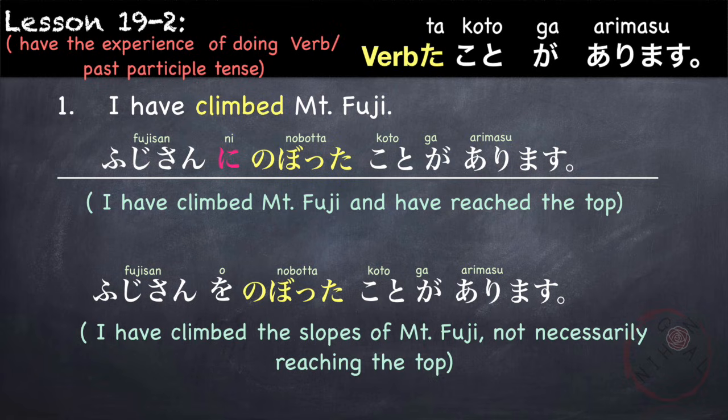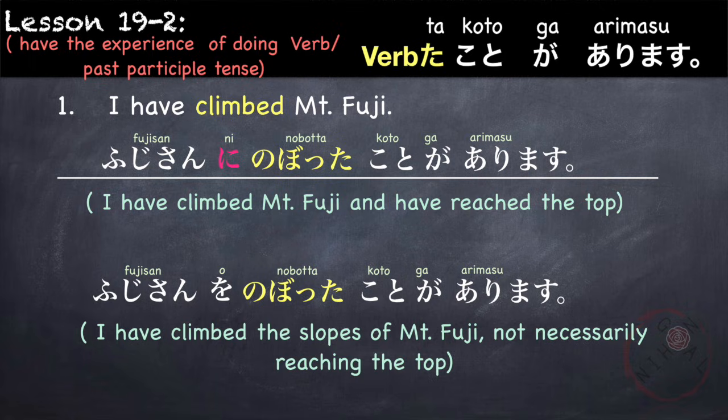norimasu. So, in the sentence, Fujisan ni noborimasu or Fujisan ni nobotta koto ga arimasu, this means to climb up to the top or reach the summit, which is the destination or the end goal of the action, noborimasu. On the other hand, Fujisan o noborimasu or Fujisan o nobotta koto ga arimasu, here the focus is not necessarily reaching the top or going up the top of the mountain, but instead the focus is on the action of climbing the slopes of the mountain.